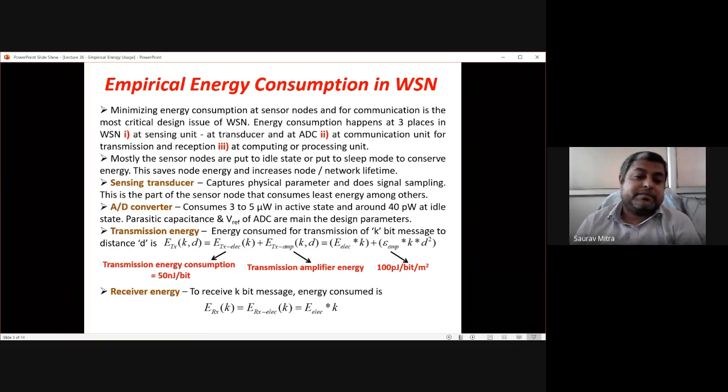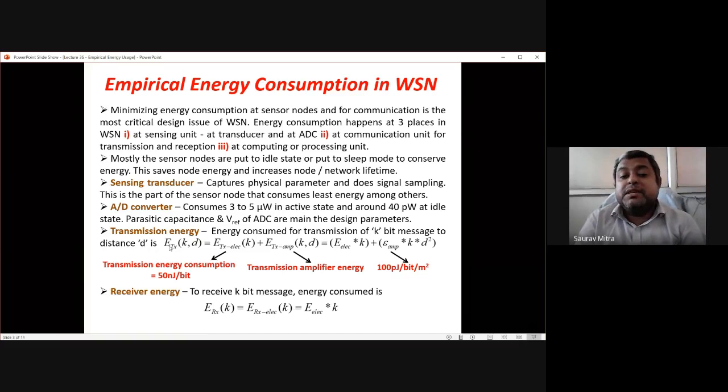Now transmission energy, so this formula is to be understood. Transmission energy is the energy consumed for transmission of a k-bit message to a distance of d. That's why it is called ETX. ETX stands for energy for transmission of k bits over a distance of d. So that is the significance of this. Exactly this way you should write the formula.